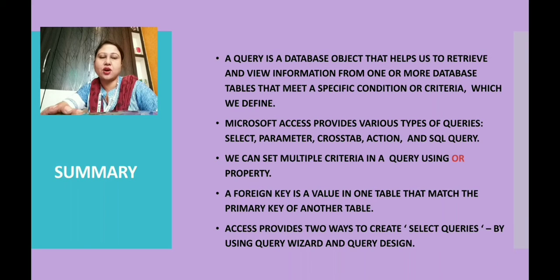Then we had also gathered knowledge that we can set multiple criteria in a query by using the OR property. Then we had also gathered that a foreign key is a value in one table which matches the primary key of another table. Then lastly we had gathered knowledge that Access provides two ways to create select queries. That is, one by using the query wizard and the other one by query design. And the most commonly used is the query design, because it gives us more control over the query. All right, so these were the different topics which we had recapitulated today.